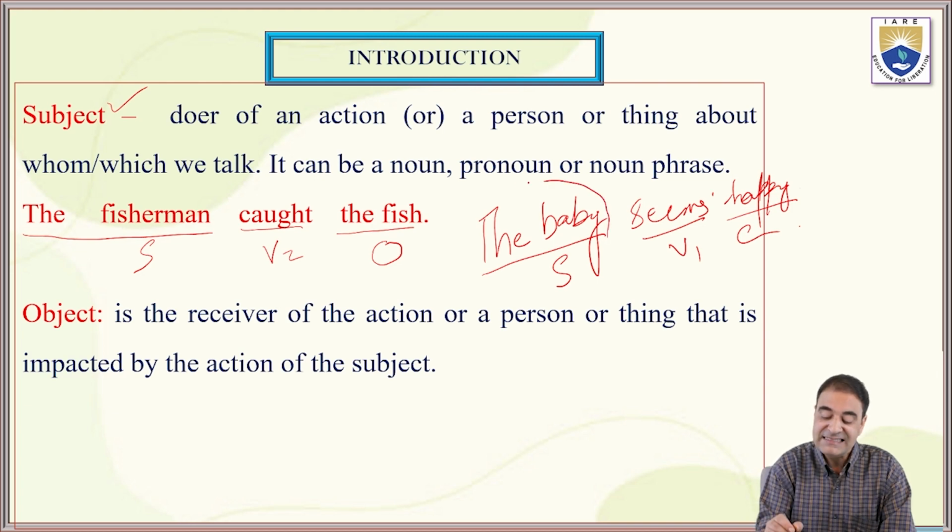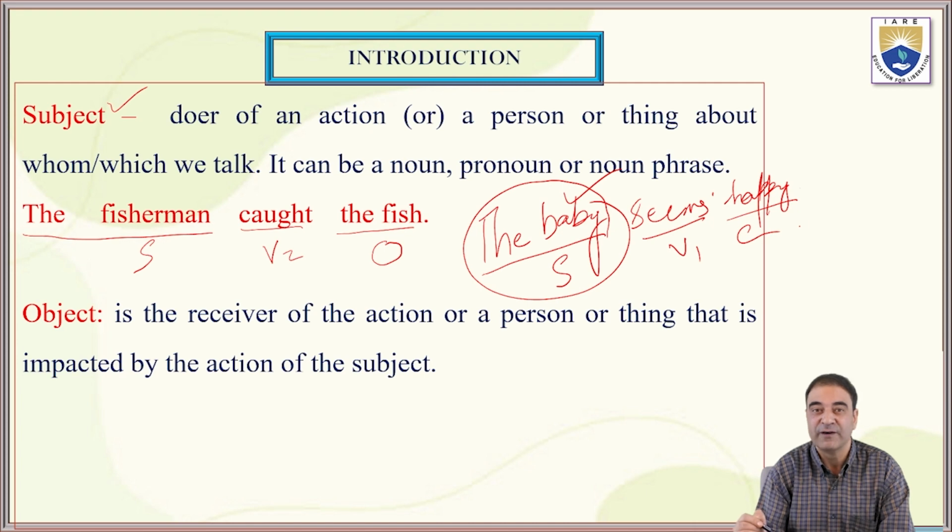Now here in this sentence, the baby is the subject, although it's not the doer of an action. But here in this sentence, I talk about a person, that is baby. Therefore, I can say that the baby is the subject of the sentence. As I told you, subject means a person or a thing about whom or about which we talk. Here in this sentence, I'm talking about the baby. Therefore, baby is subject. Although in this sentence, baby is not the doer of an action because the verb is seems.